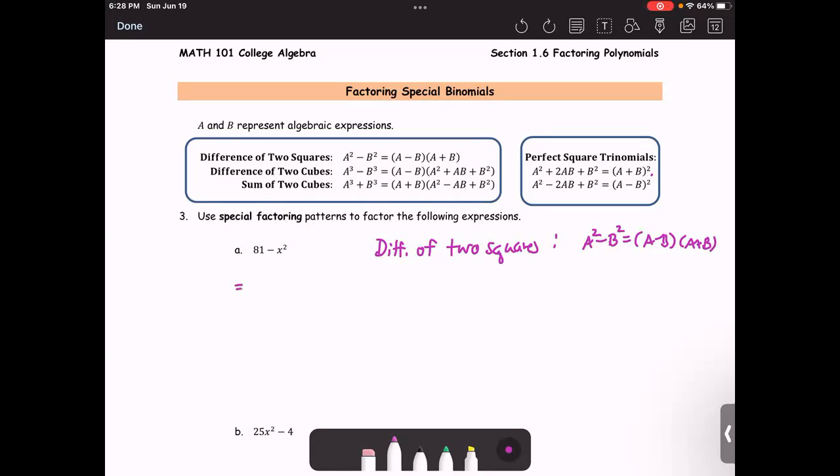So we're going to write 81 minus x squared as the quantity squared minus quantity squared. 81 is 9 quantity squared, and x squared is x squared. So in this case, if we follow the pattern, we can see that A is the 9 and B is the x. So then we're going to have the product of the sum and the difference of the quantities A and B. Since A is 9, it's going to be 9 minus x multiplied by 9 plus x, as we factor this expression using the difference of two squares pattern.